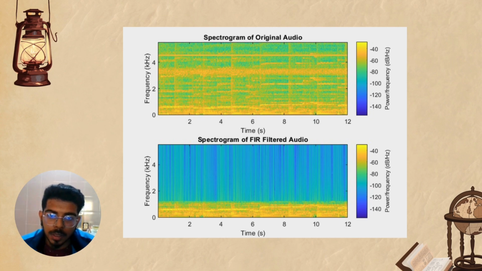And then here are the spectrograms. So from the original audio, the spectrogram shows a wide range of frequencies with significant noise distributed across the spectrum, particularly between 200 Hz and 2000 Hz. And then after applying the FIR filter, the noise within the targeted range, which is 200 to 2000 Hz, is significantly attenuated, leaving the spectrogram with much less noise energy in this band while preserving the lower and higher frequency components.